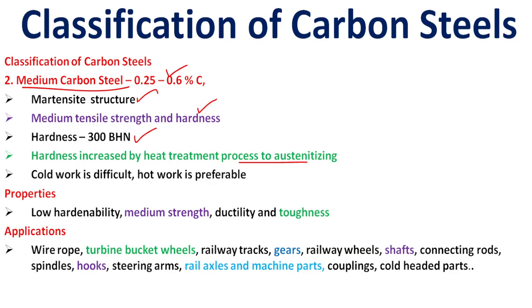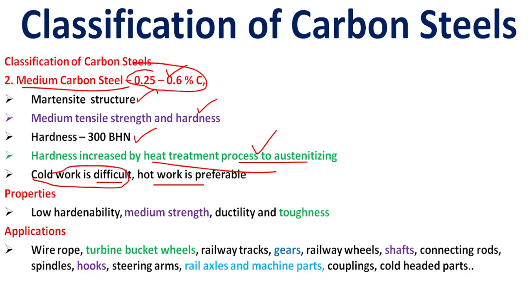Through austenitizing, low carbon steel is difficult to heat treat, but medium carbon steel is applicable for the heat treatment process. It is possible because the carbon content is 0.25 to 0.6 percent. Cold work is difficult and hot work is preferable. The carbon is higher, so cold work is difficult.